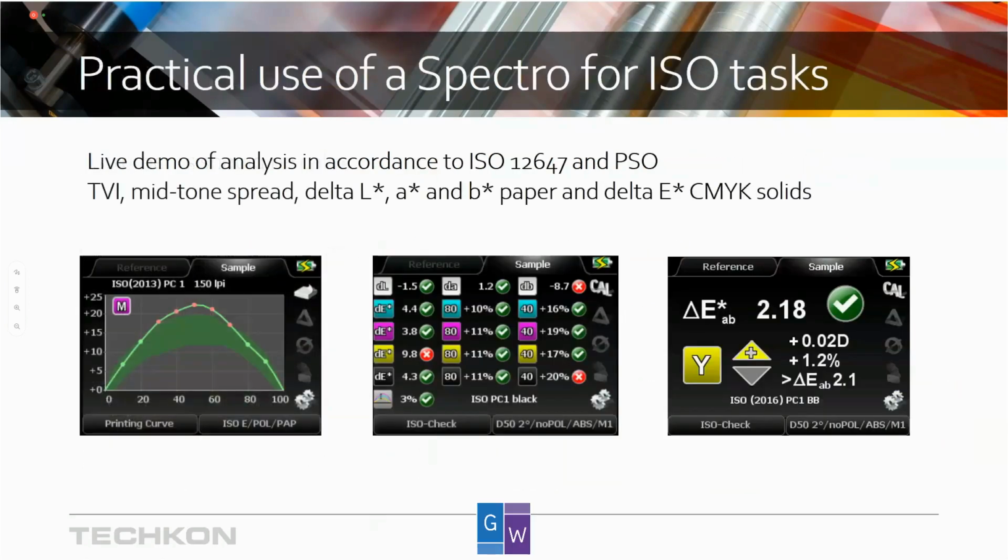Once this is done, we can go to the practical part, meaning we can do our measurements. And I would like to show you now some practical use of a spectrophotometer, how to check the target values of ISO, PSO, and G7. And here's an overview of what shall be measured with ISO or PSO. So for ISO, we are looking for the TVIs. We want to check the mid-tone spread, the delta L, A, and B for paper, the delta E for the CMYK solids, and we can also double check the trapping patches, the overprints.